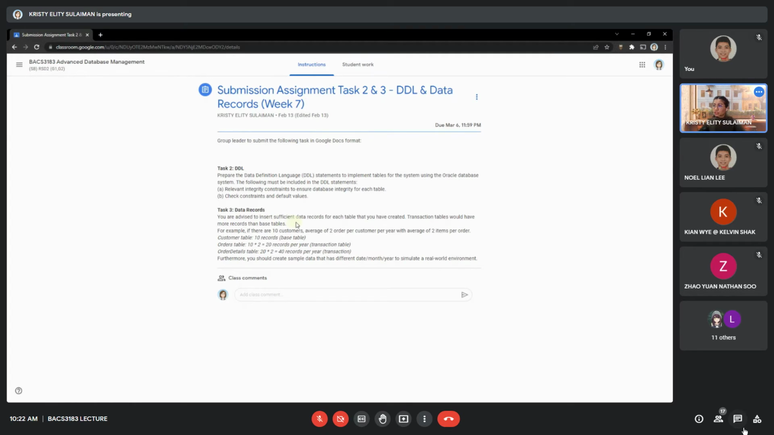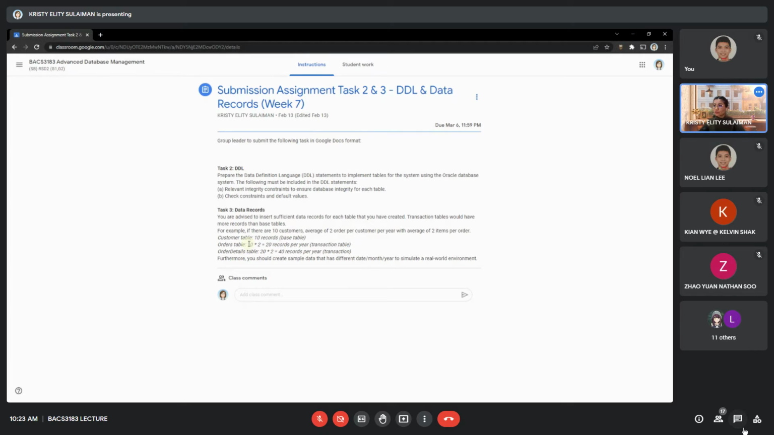So your transaction table would have more records than the base table. Here is an example: if you have 10 customers, each customer must have 2 orders per year, with an average of 2 items per order. This is just an example. So the base table will be the customer table. You have 10 records, and then you have the order table and the order detail table.